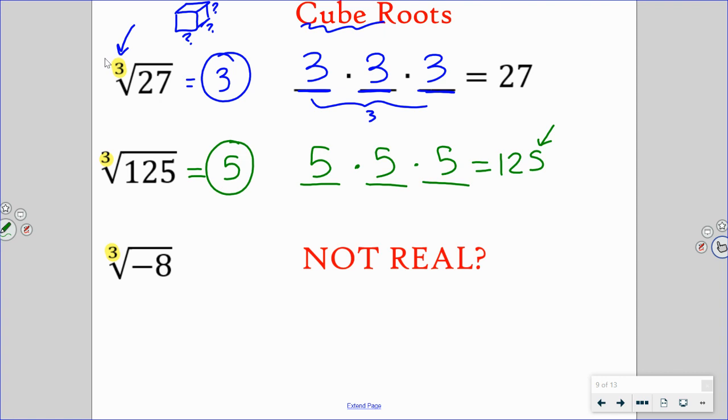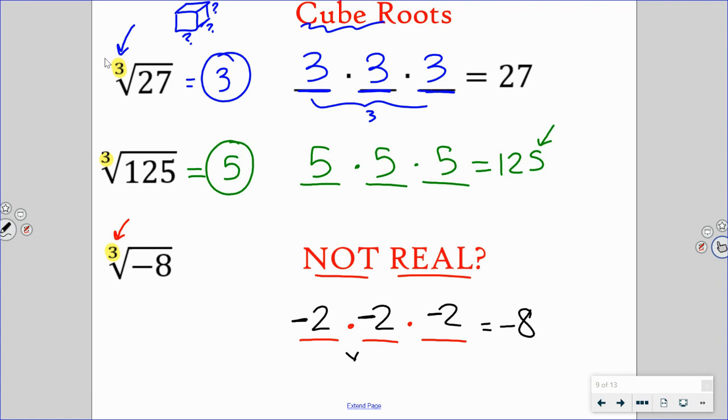Now, usually by the time we get to the bottom problem, people say, got it, Mr. Callan, not real. That's what you just said, not real. It can't be done, not real. And I say, wait a second. Are you sure? Is there really no number when multiplied by itself that could get you a negative 8? And you're saying, well, I know 2 times 2 times 2 is positive 8. Does the negative work? I mean, before it didn't work. Well, check this out. Negative 2 times negative 2.